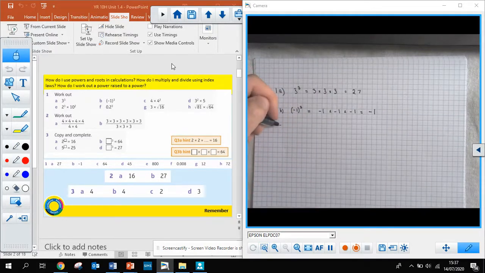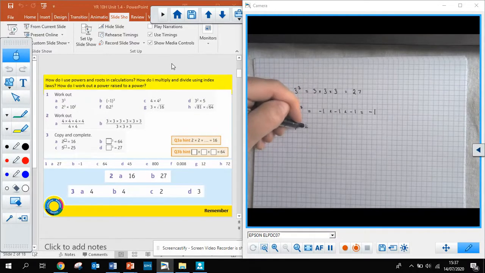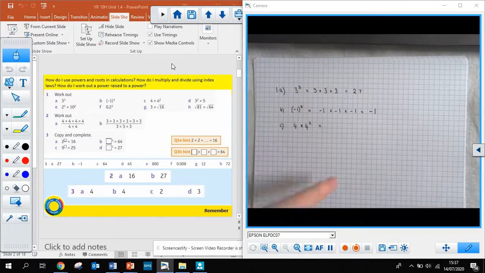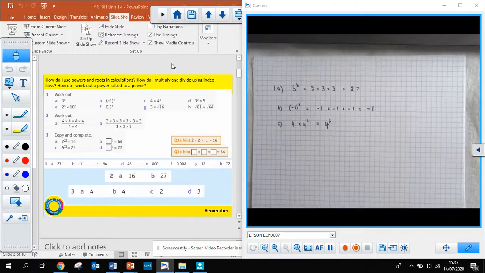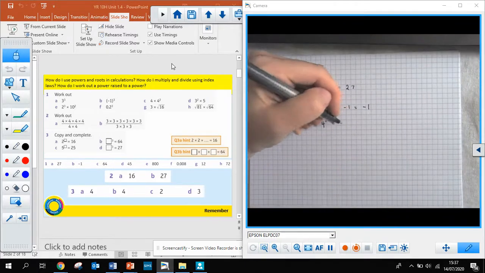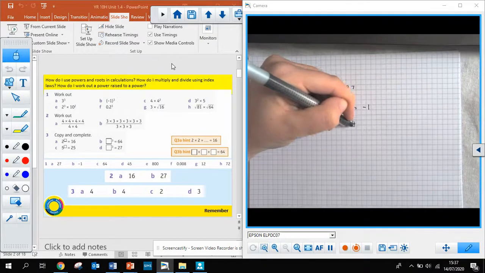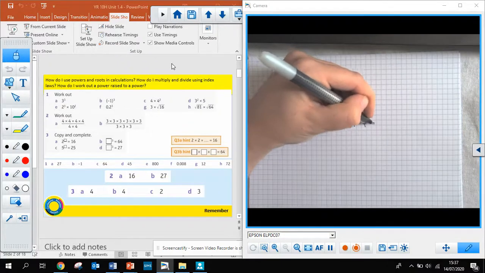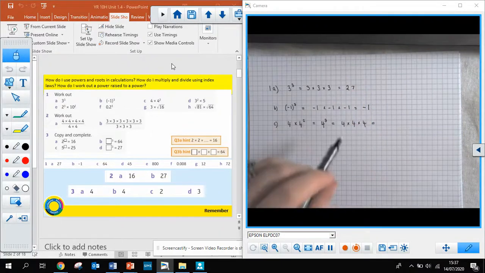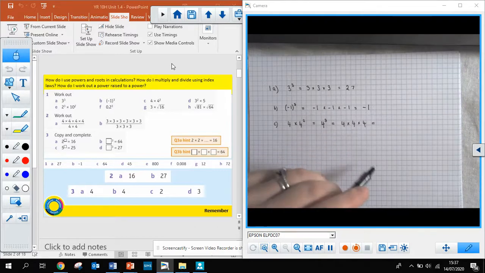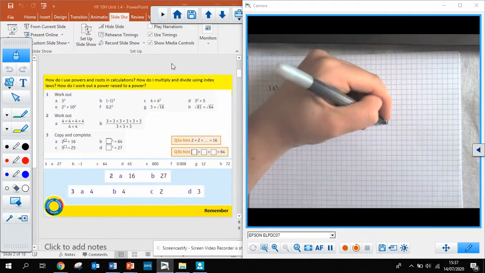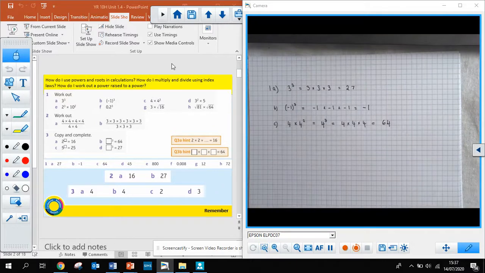Part C is asking you to work out 4 times 4 squared. Okay, and you should know that that therefore can be written as 4 cubed. So it wants to know the value of 4 cubed, which is the same as 4 times 4 times 4. 4 times 4 is 16. 16 times 4 is 64. So the answer is 64. 4 cubed is 64.